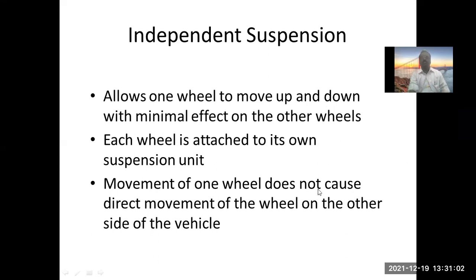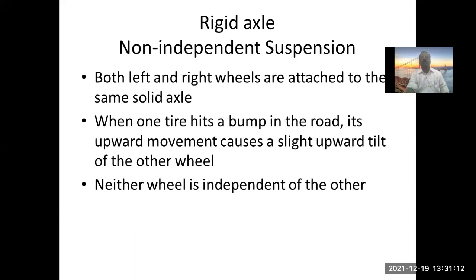The movement of one wheel does not cause movement of the wheel on the other side of the vehicle. So one wheel moving up and down will not affect the other wheels. So that is where we call it independent suspension.